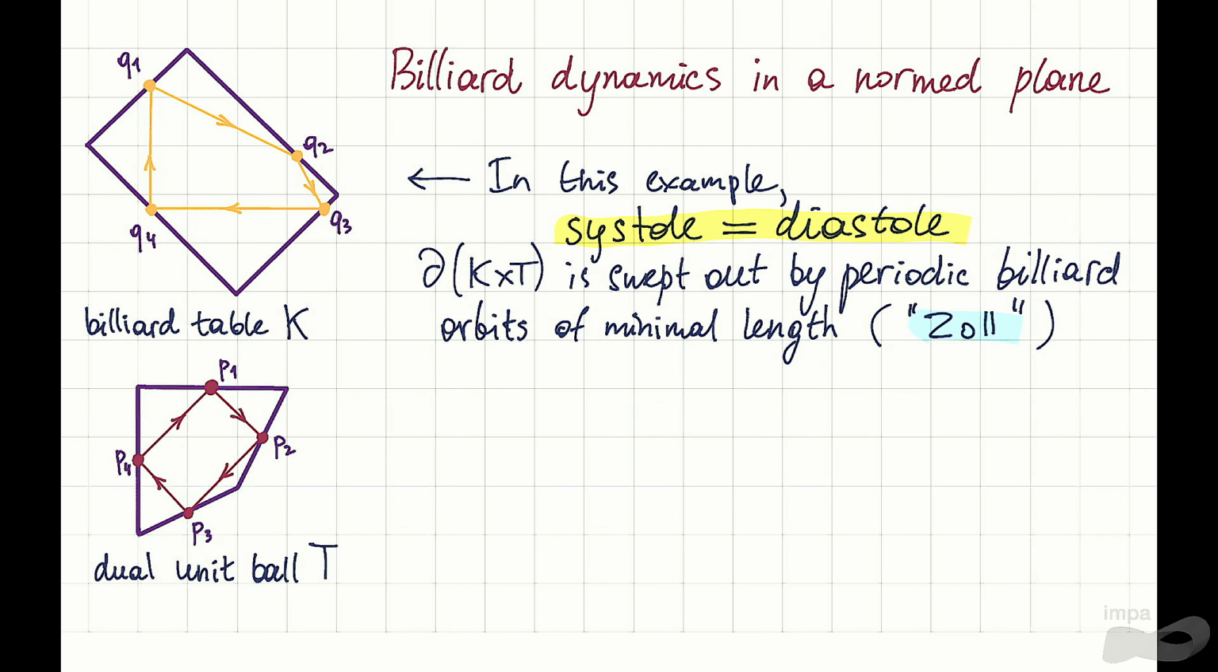So in this particular example, the boundary of the product is foliated nicely by periodic billiard orbits of minimal length, which has to do with what other people call Toll, but it's not exactly it. It's a weaker notion. And until very recently, we didn't even have a definition of what it means to be Toll for non-smooth bodies inside R^2n. I guess now we have such a definition due to Stefan Maciejewicz.